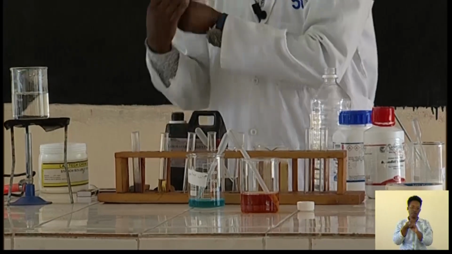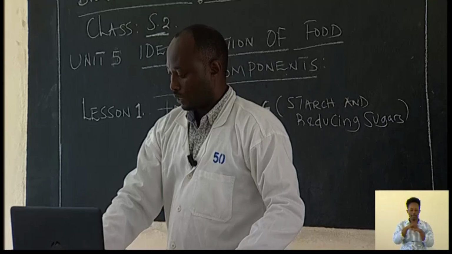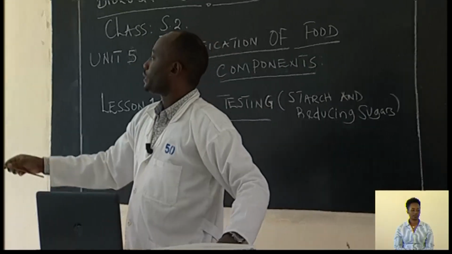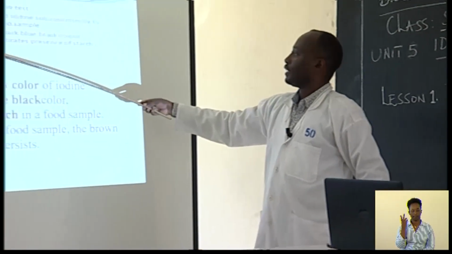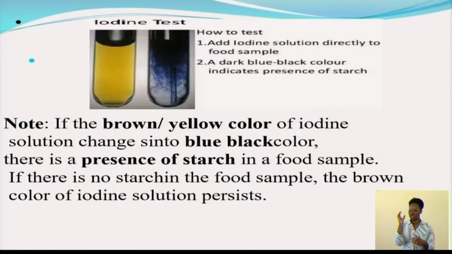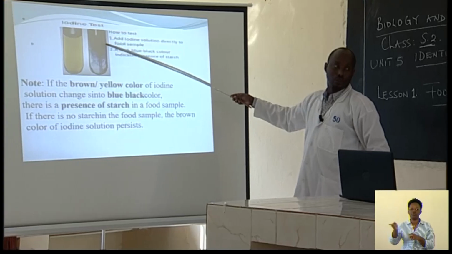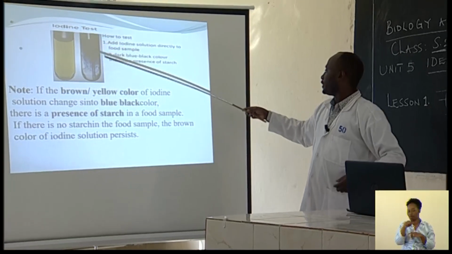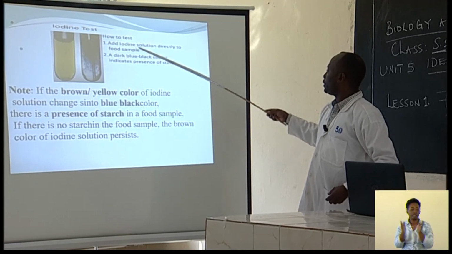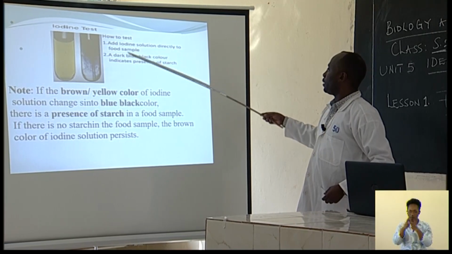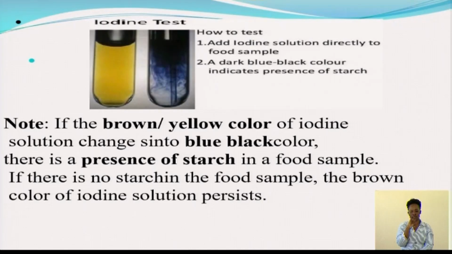Quickly, let us make a deduction and a conclusion. Let's go quickly to our observation. Here there is absence of starch. Here there is presence of starch, blue-black color, which indicates the presence of starch, as you've seen how I did it. Add iodine solution directly to the food sample, and a dark blue color indicates the presence of starch.